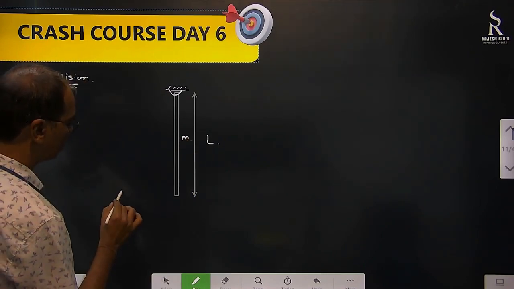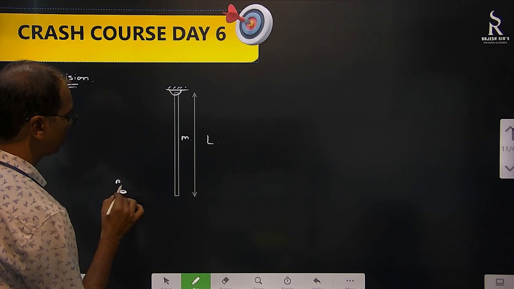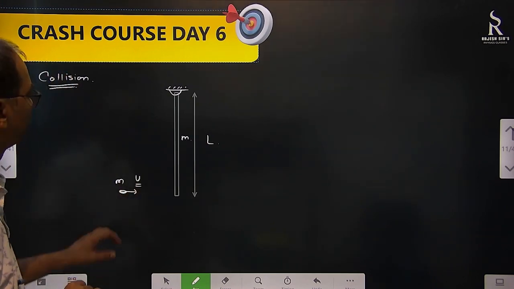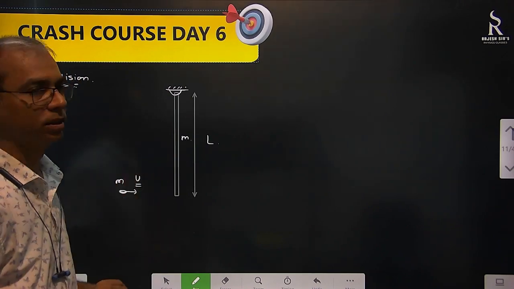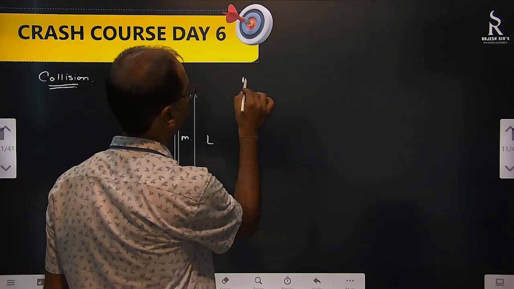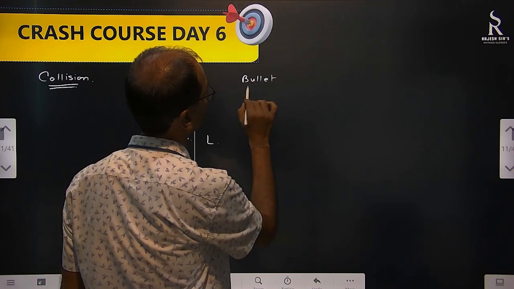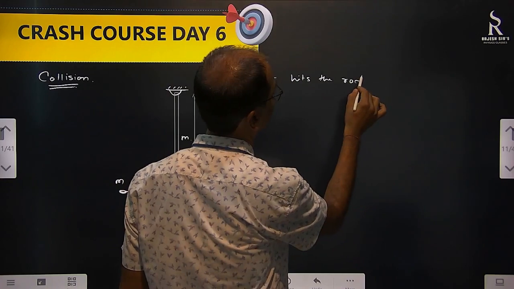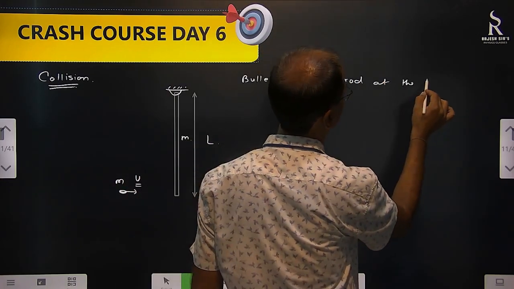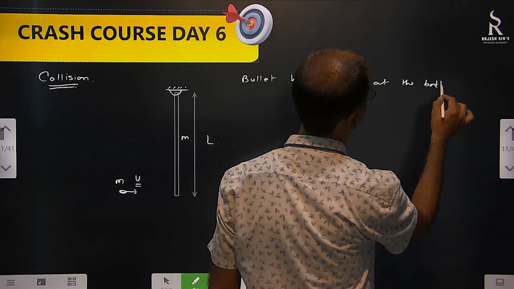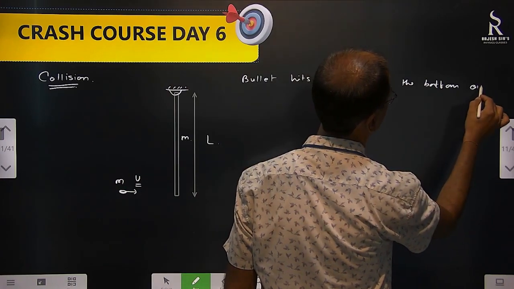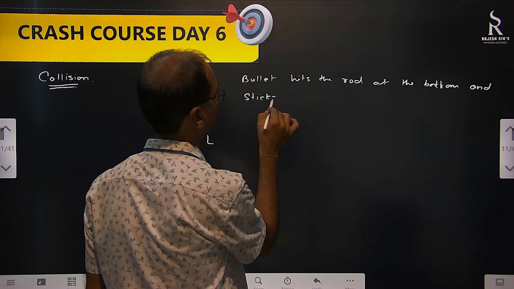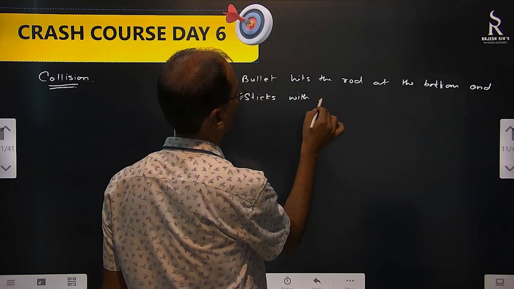Here one bullet is there. Its mass is m and its speed is u. This goes and strikes the rod, hits the rod at the bottom and sticks with it. Sticks with it means which type of collision? We can say inelastic collision.